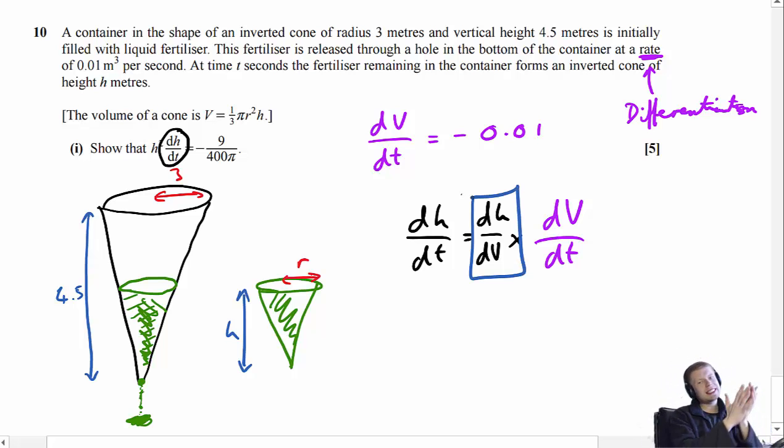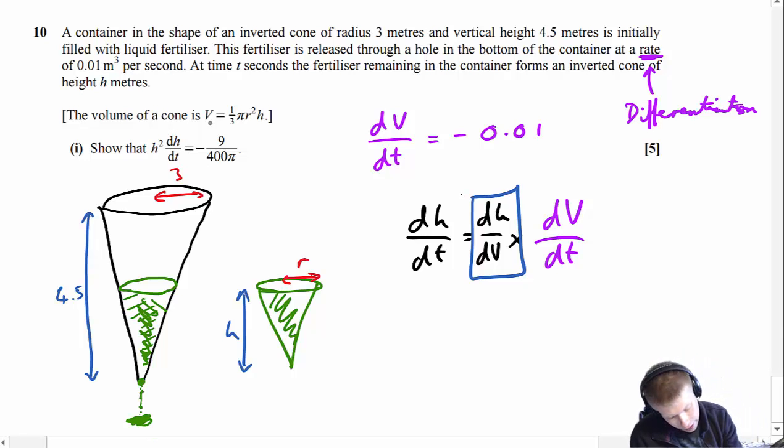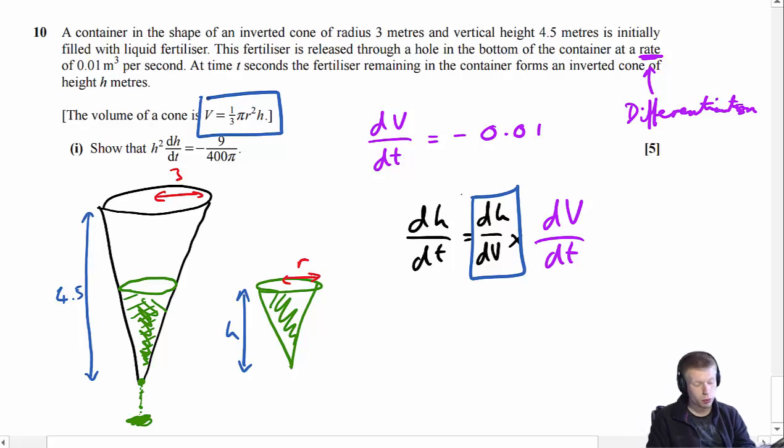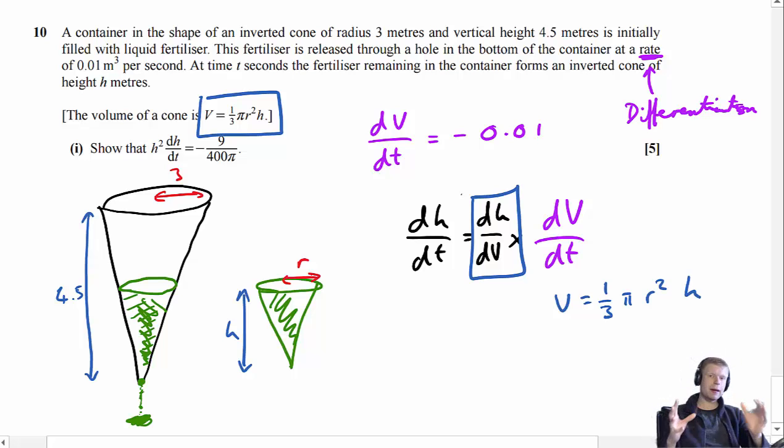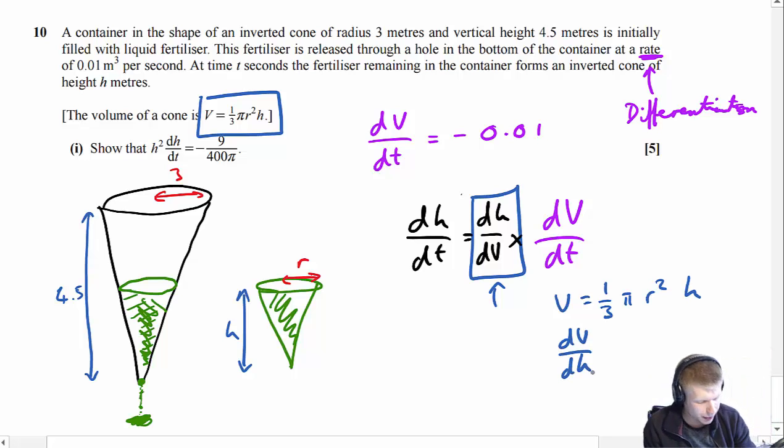Now, with these types of questions, there's nearly always a standard formula, like an area formula or a volume formula, that will connect it. And actually, they've very helpfully given us a formula that we can use. So we've got V equals a third pi r squared h. Now, this is a little bit awkward, because some of you might just jump in and say, well, that is just the flipped version of dV by dH. So if I can find dV by dH, then I can find dH by dV.